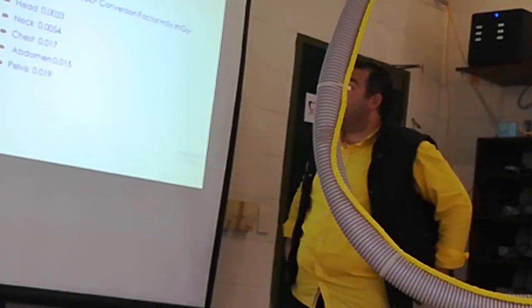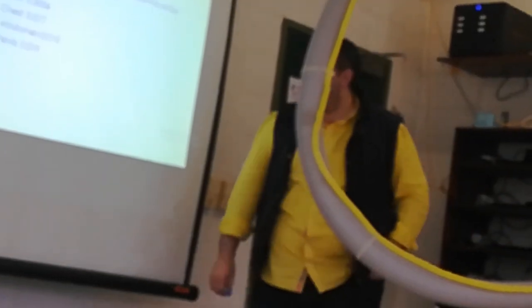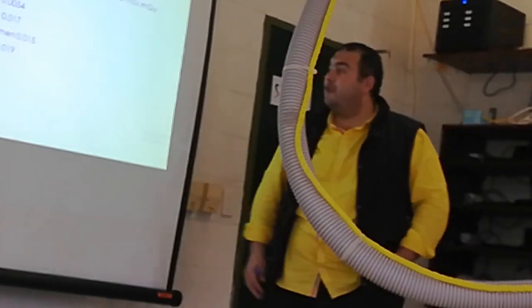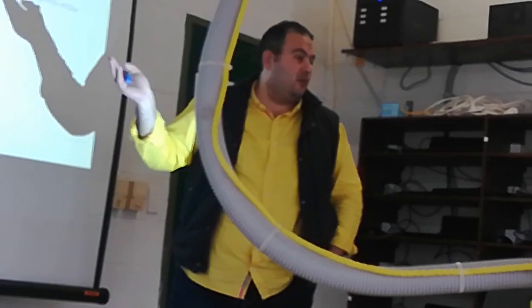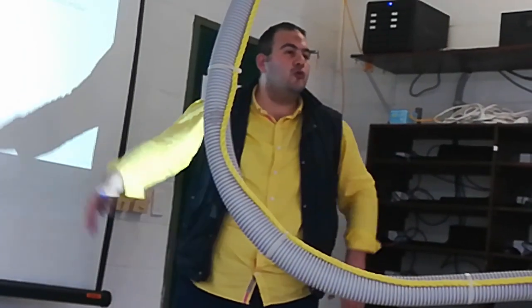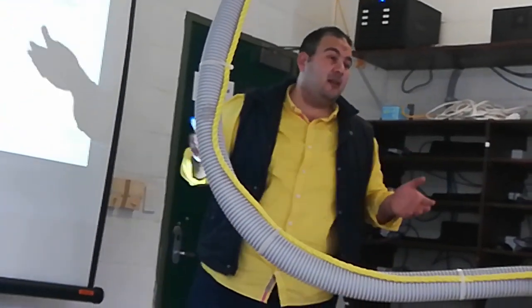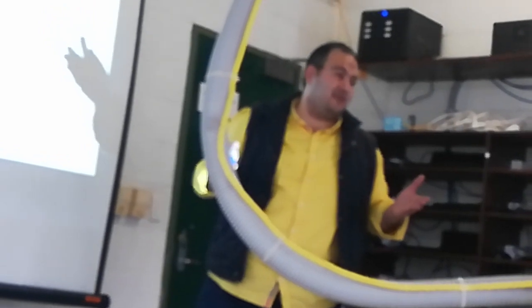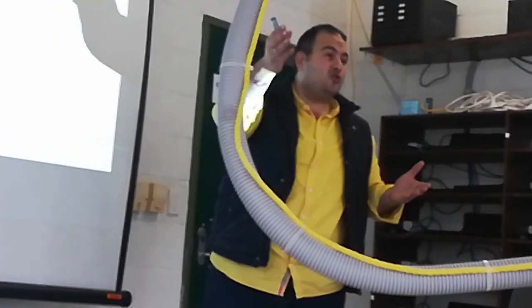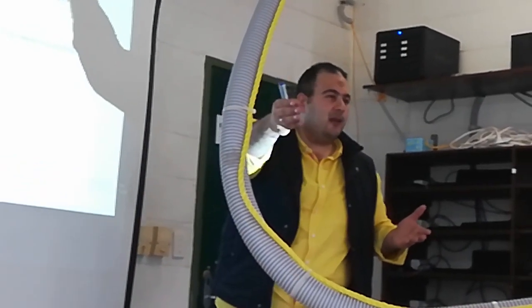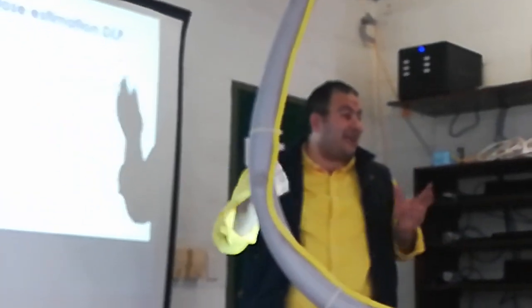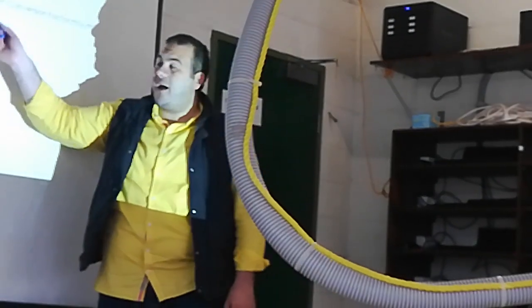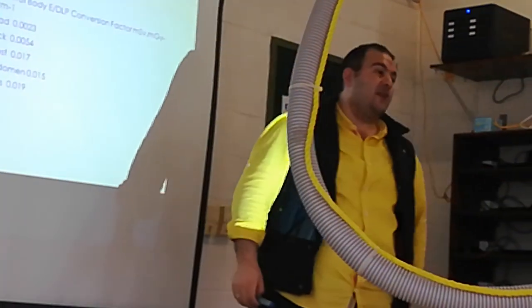For head, 0.0023; for neck, 0.005; for chest, 0.017; for abdomen, 0.015; for pelvis, 0.019. This is the tissue weighting factor, okay? So if you refer the patient to do CT for abdomen or CT for pelvis, it's easy now to calculate the effective dose of the patient. You can get the summary page or summary dose calculations from the technician. I want to know the total DLP of this patient if he is scanned for chest or abdomen. After that, you multiply the value by the conversion factor, and you will get the effective dose in millisievert.